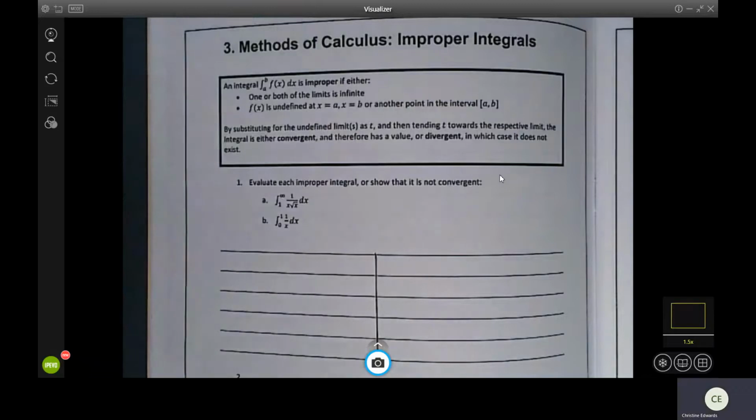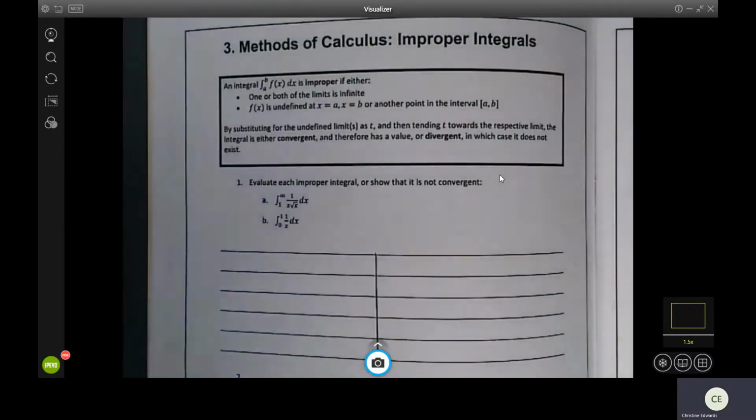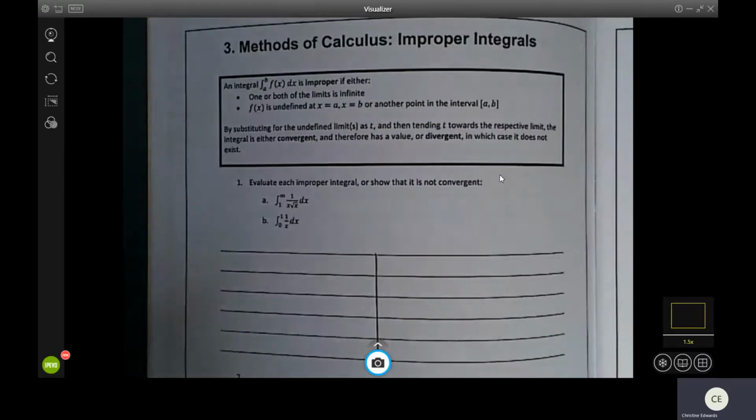This video is introducing improper integrals. It's page 19 of the Core Pure Year 2 notes and linked to chapter 3 in the textbook. Up to now you have evaluated what we call definite integrals, where we put in numbers.